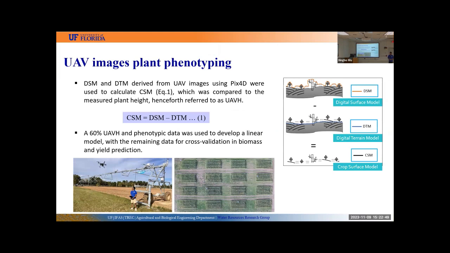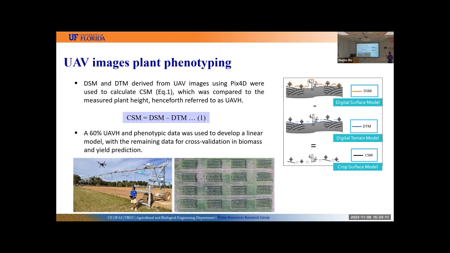So for this study, what we did, first we generated the DSM and DTM using UAV image and the Pix4D mapper. Then we subtracted the digital terrain model, or DTM, from the DSM to get the crop height, or the crop surface model. Afterward, I will call it UAV image estimated height.